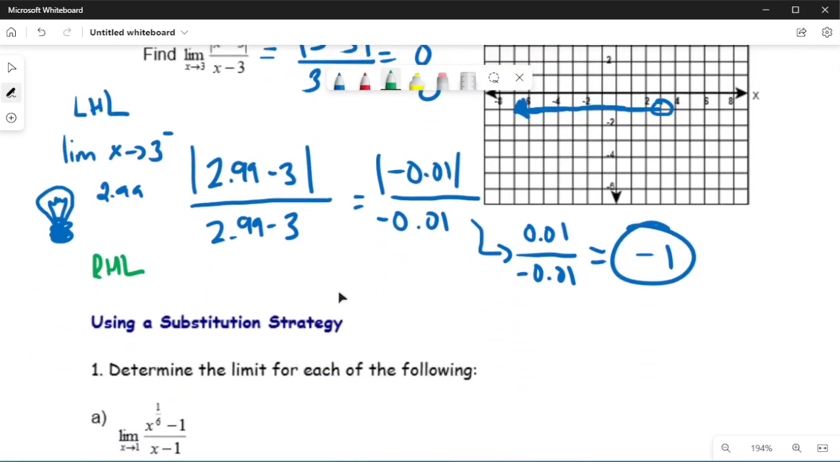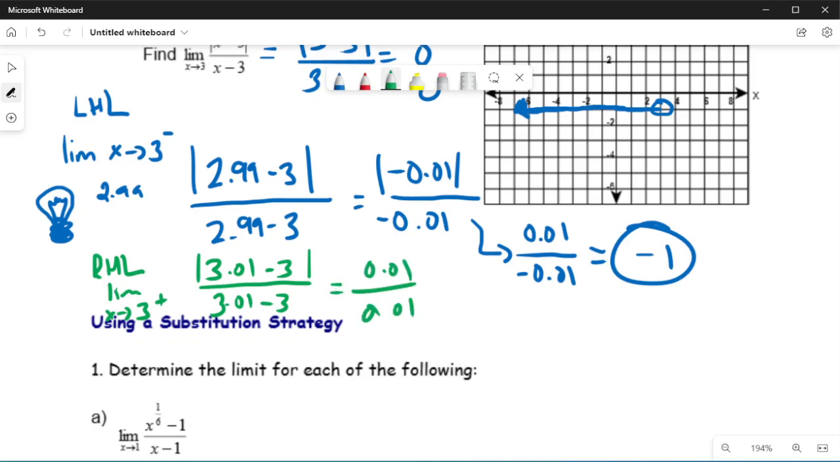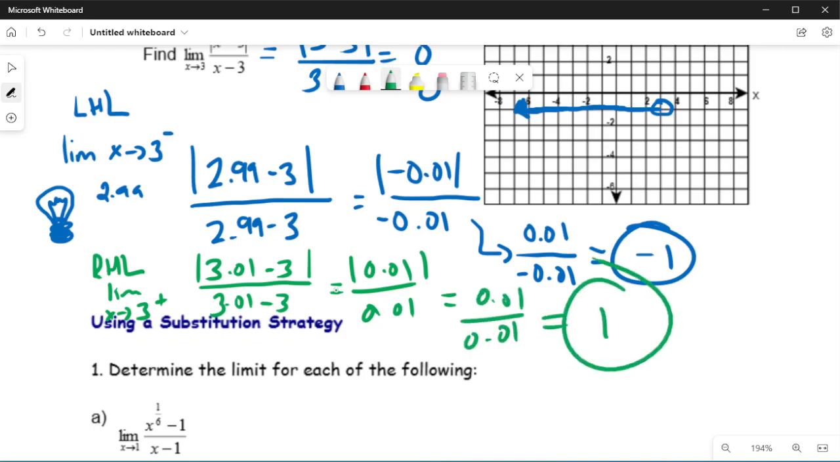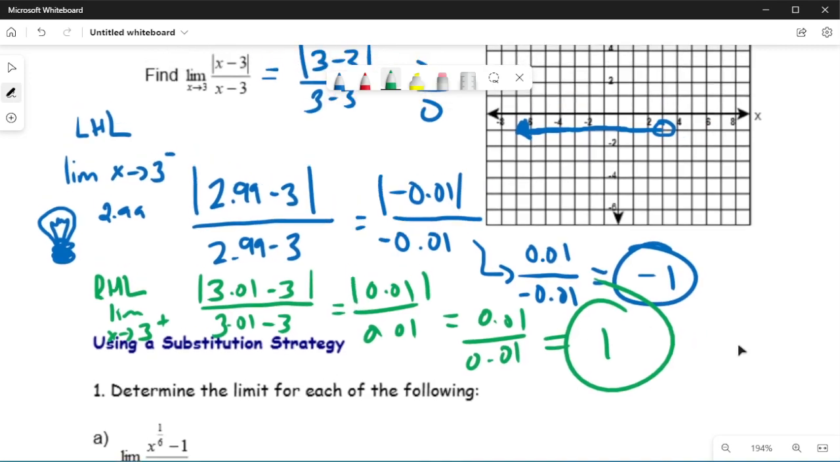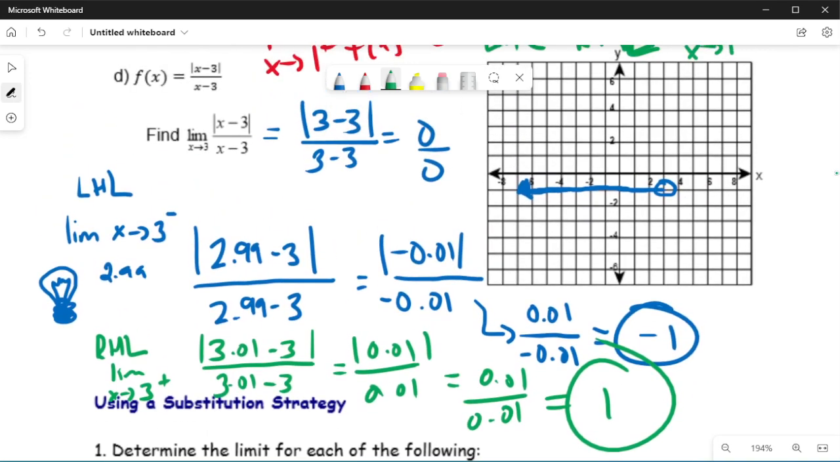Now, on the other hand, if we look at the other side, the right-hand limit, we're going to notice a bit of a different behavior. Because if we say the limit as x approaches 3 from the right, we might want to test the number 3.01. And when you test the number 3.01, the fact that the top is absolute value has just become irrelevant, because both of them are positive. And this side approaches positive 1. So what happens when you go to draw this is it looks like this: all the values on the right are positive 1, and all the values on the left are negative 1.